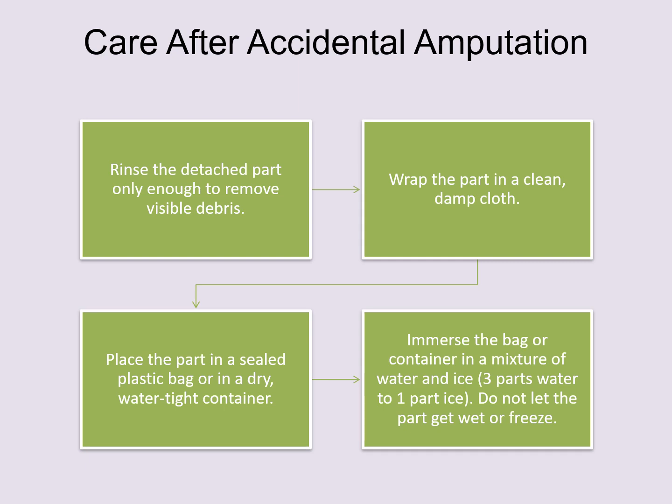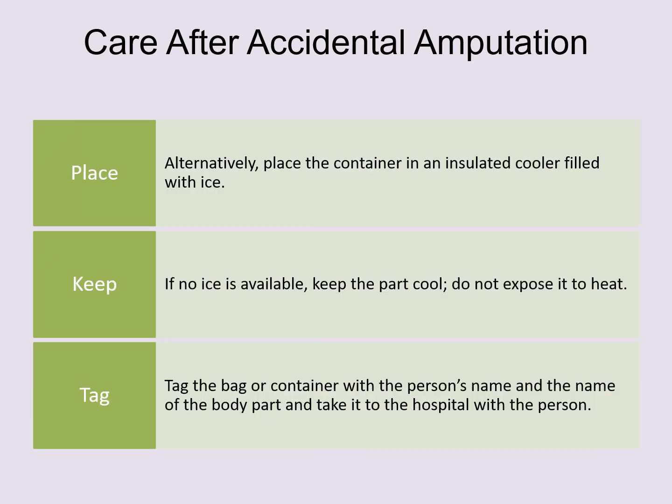Then we want to immerse the bag or container in a mixture of water and ice. 3 parts water, 1 part ice. Do not let the part get wet or freeze. So it's so important we're protecting the tissue. You're going to put it in something, seal it before you submerge it. I've had people walk into the ER holding a cup with ice and a finger stuck in it. They said, well, they told me to put it on ice. Well, good luck. But what we want to do is do it in this way. This is a good little slide right here to look at, because if you have an accidental amputation, you can hopefully save the part. And I'm going to tell you, surgeons are miraculous. They can reattach a whole lot of things. You'd be amazed.